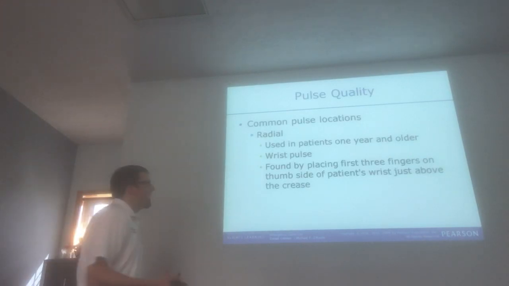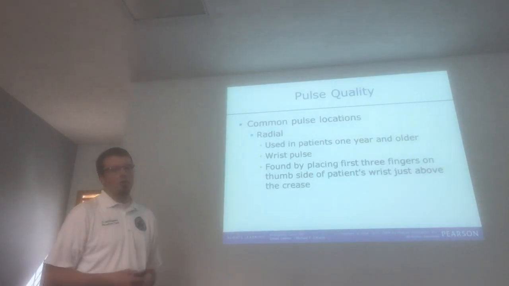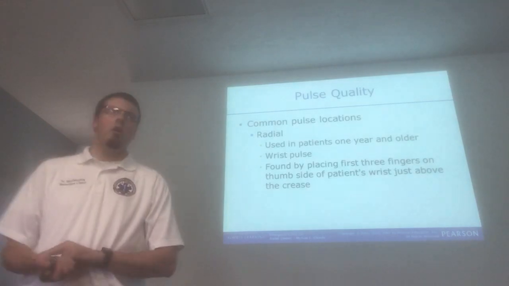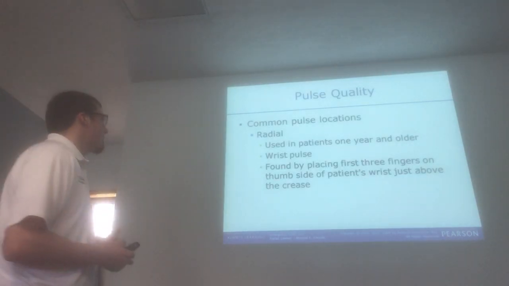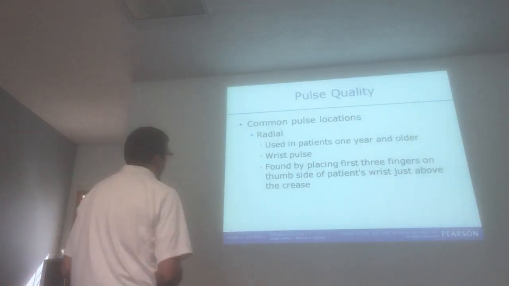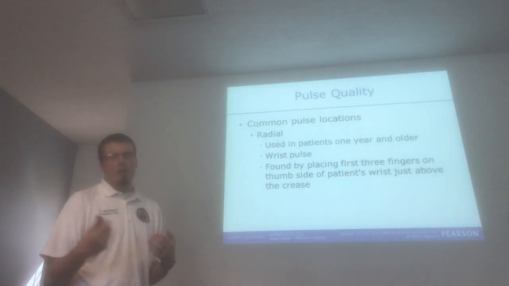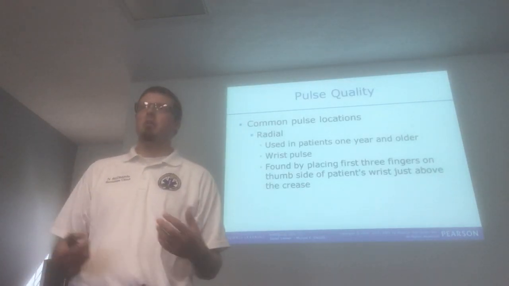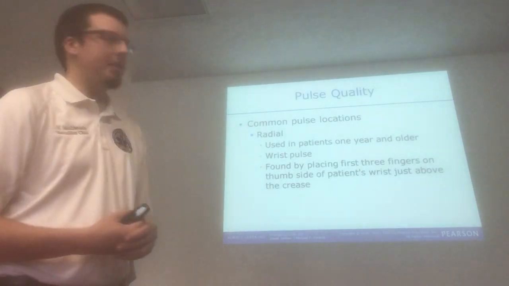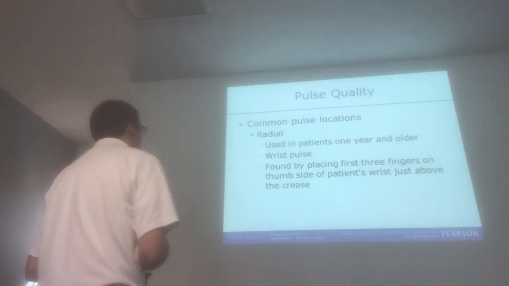We typically use the radial pulse location for patients who are alert and oriented. We go to the radial. We kind of jump to the carotid for unresponsive patients, because we may not be able to feel a radial pulse on a patient that is hypotensive, so we may jump straight to the carotid.